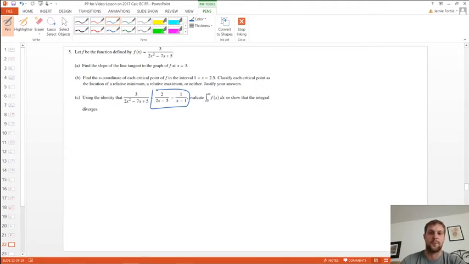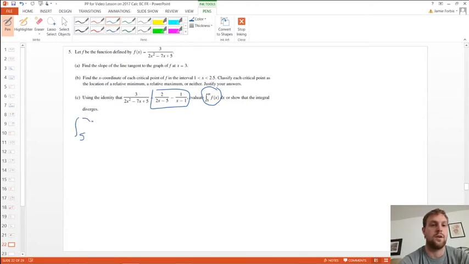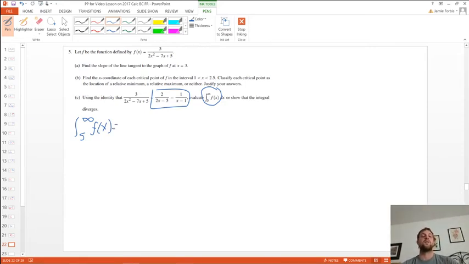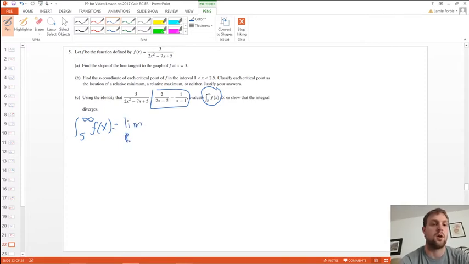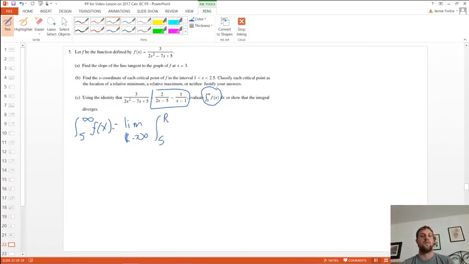But it wants us to use that form to evaluate the integral from 5 to infinity of that function and show that the integral has a value or that it diverges. So let's remember how that works. If I'm going to do the integral from 5 to infinity of f of x, how we deal with an infinite bound is we change it to a limit, and we always made infinity r. So this is the same thing as the limit as r approaches infinity of the integral from 5 to r of f of x.